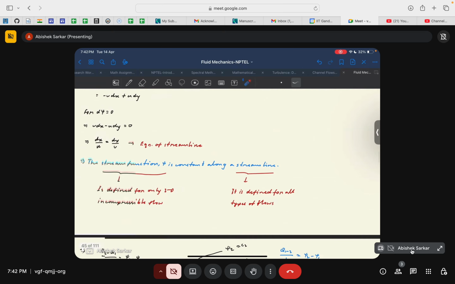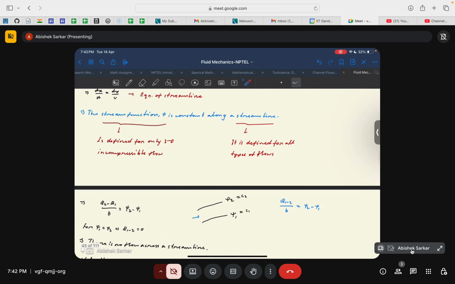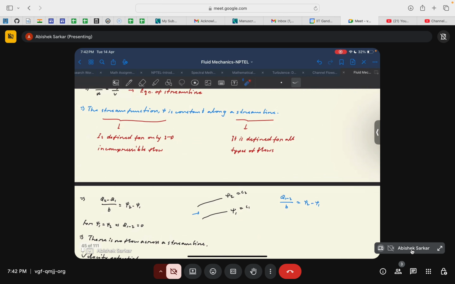Okay, so the simple connection between the streamline and the stream function was that stream functions are constant along the streamlines. Okay, so this was the basic relation between the streamlines and the stream function.